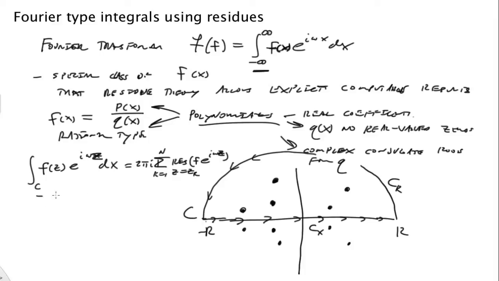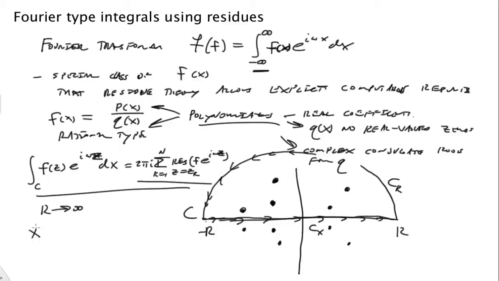The goal will then be to take R going to infinity and establish that all these accumulated residue values can be attributed just to the integral along the real line and not to the radial component. So that's the goal. Let's see how we can do this.